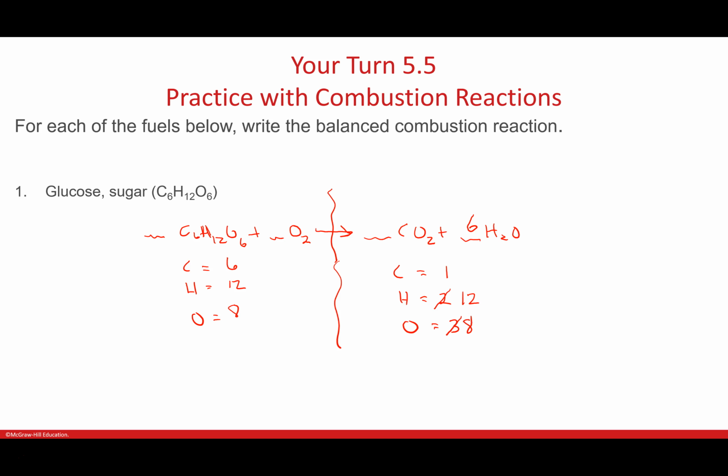Okay, Natalie. Let's see. Wow, our oxygens just kind of fell into place. Hydrogens. Now carbons aren't right yet. So how can I get the right number of carbons on the product side? If I need 6, how can I get 6 carbons over here?